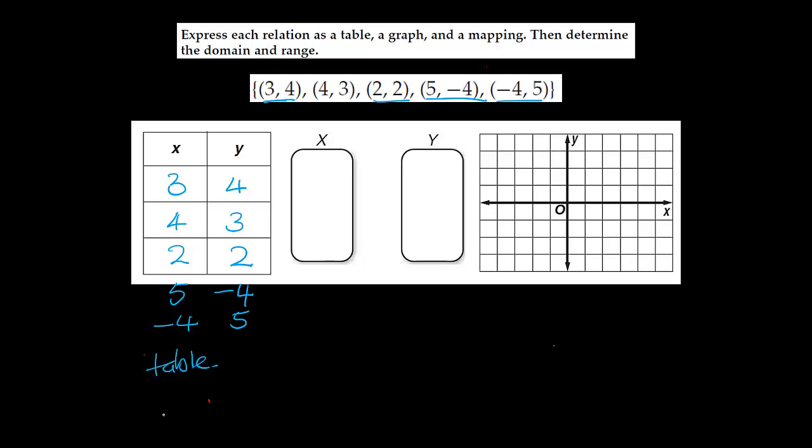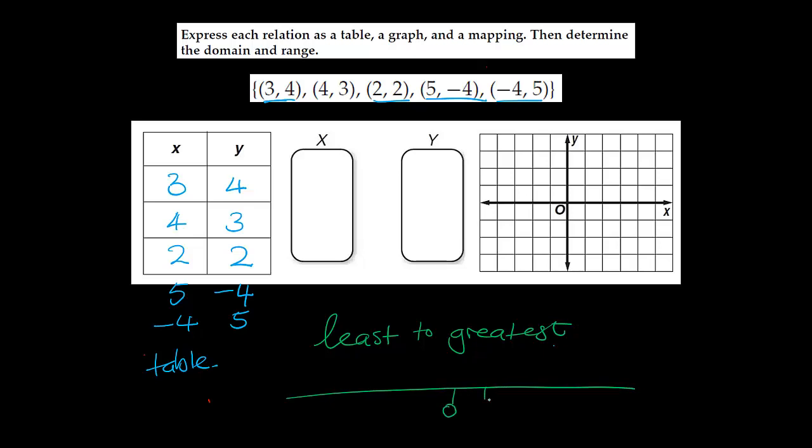What is important for you to know about how to do a mapping is that you need to be able to write the numbers from the least to the greatest. And sometimes we use a number line to help us to do that. So on our number line, we know that 0 is in the middle and we've got positive numbers on the right hand side and we've got negative numbers on the left hand side. When we are writing from least to greatest, we are going from negative to positive, or we are going from left to right. First, we look at our x values.